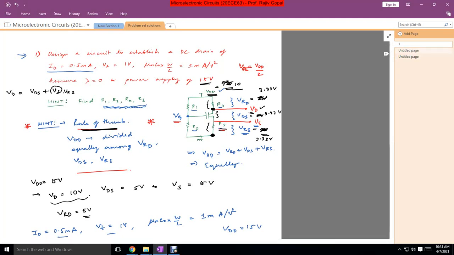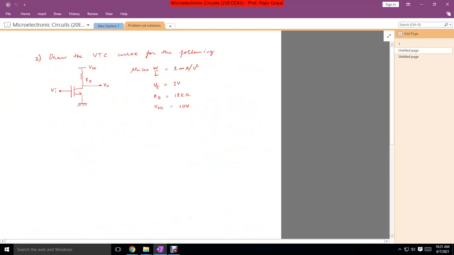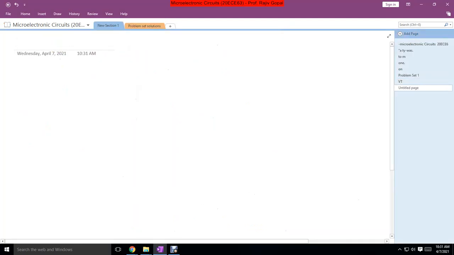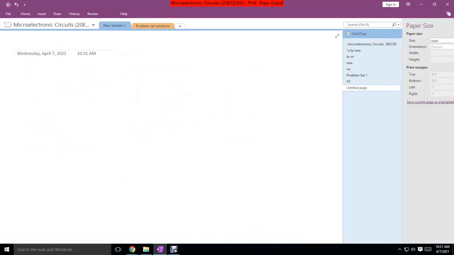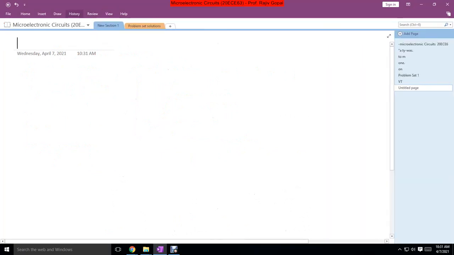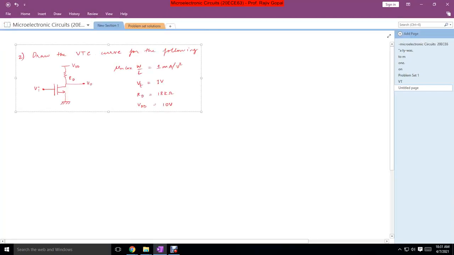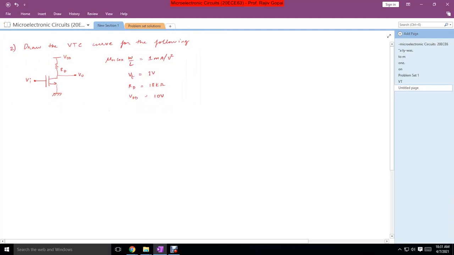Okay, so let us look at this second problem. I need a little bit more space. I'll use this one. This is actually whatever concepts you have learnt, everything has summed up in this problem. That's why I have chosen this.